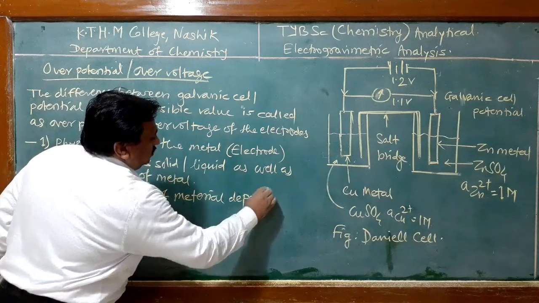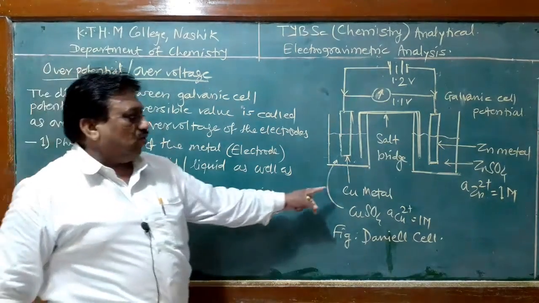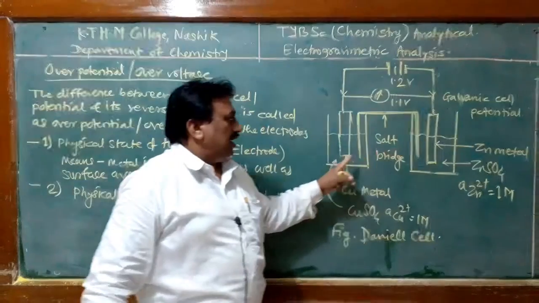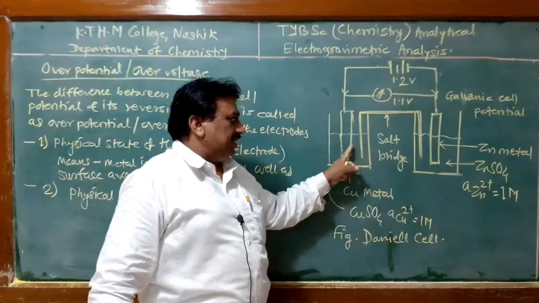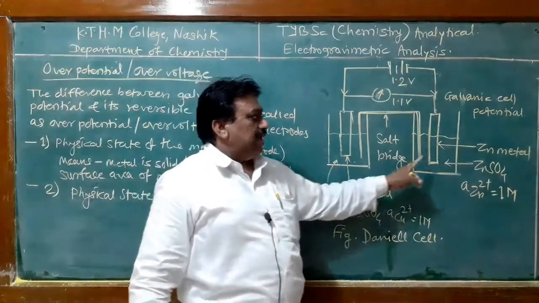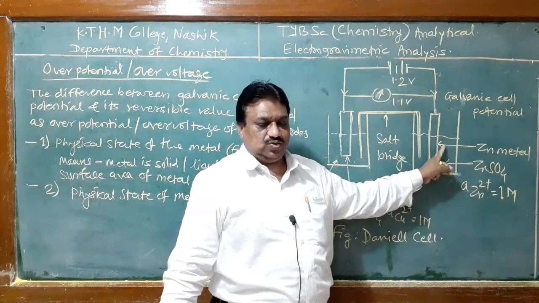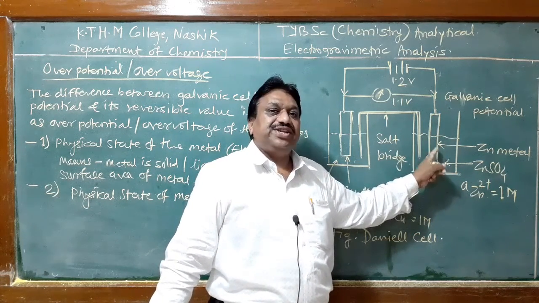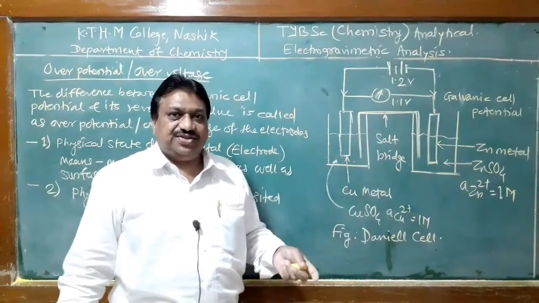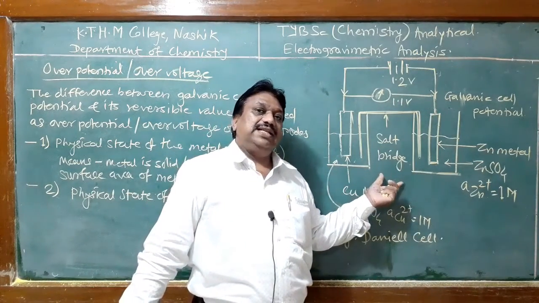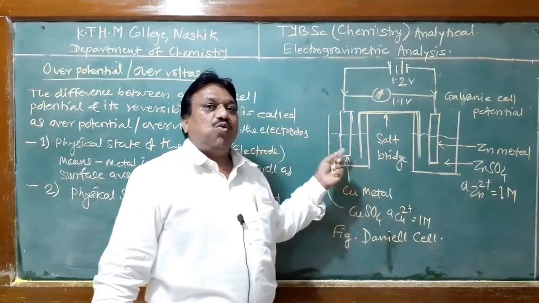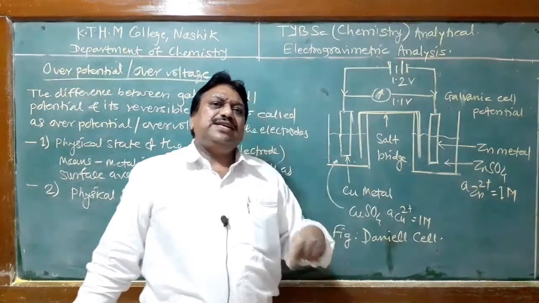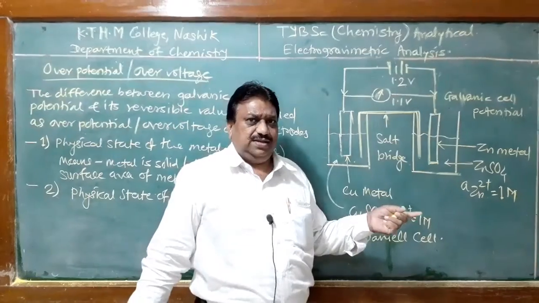Now in this case, copper is deposited onto the electrode, zinc is liberated from the electrode, and in the electrolysis cell, copper is liberated from the copper electrode and zinc is deposited onto the zinc electrode. Therefore, when metal is deposited, at that time overpotential is less. Sometimes in some reactions, gases are evolved. At that time, overpotential is more. Therefore, overpotential depends upon the physical state of the material which is deposited, and if it is solid, then overpotential is less.